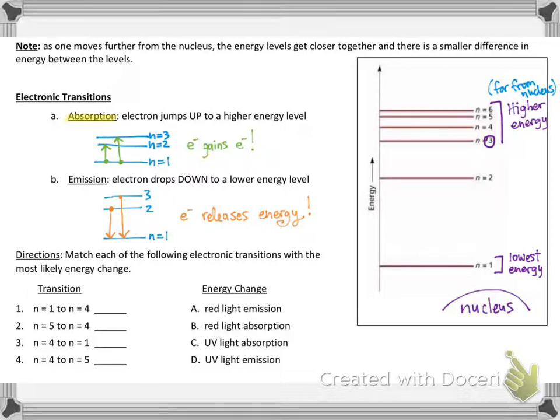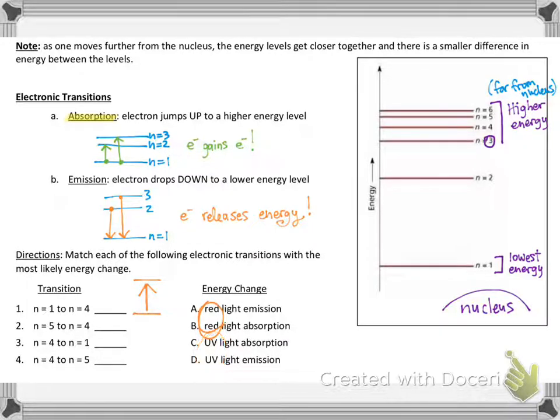So notice, these are classic questions. You can have emission and absorption. If the electron is transitioning from n equals 1 to n equals 4, first, that means it's going up. So does that mean it is emitting or absorbing energy? Hopefully you recognize it's got to be absorbing energy. But the question is, which one? Is it the red light or the UV light?